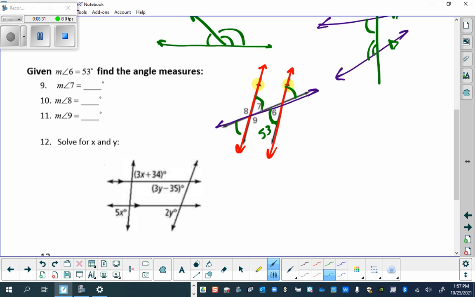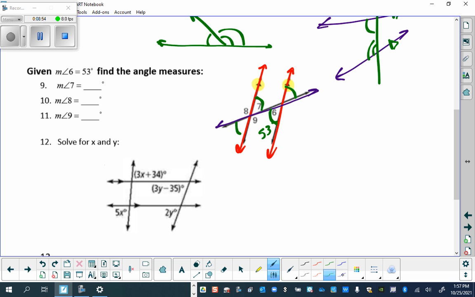Every single one of those green angles is what? 53 degrees, because those lines are parallel. So the first rules we talked about was if the lines are parallel, then these cool relationships are true. Vertical angles, corresponding angles, alternate interior and exterior angles are always going to be congruent.